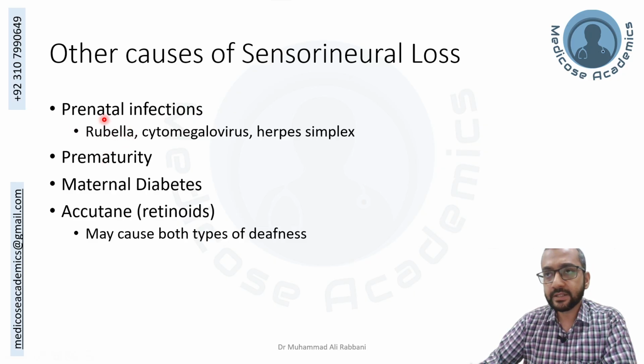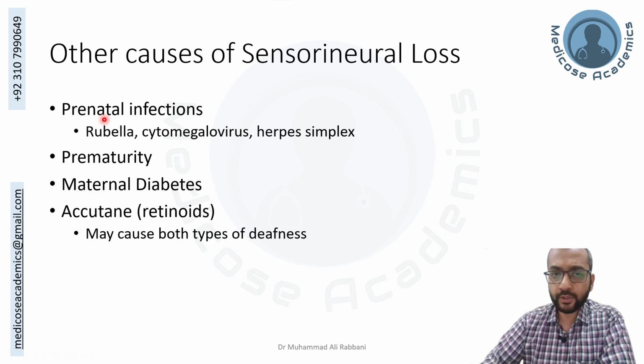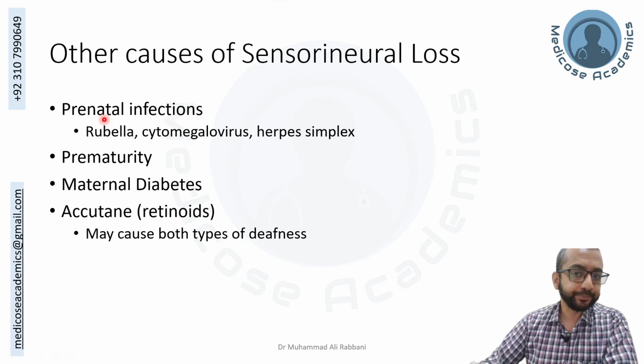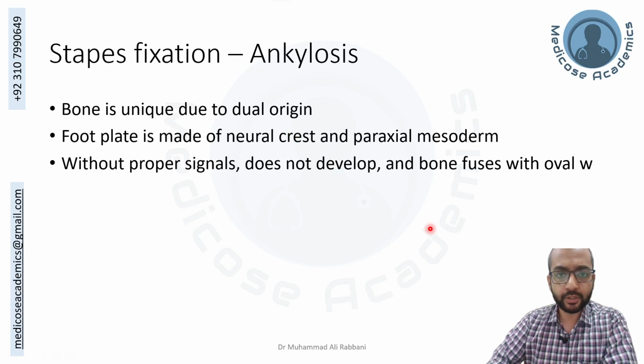Regarding rubella or measles, keep in mind that this affects the eye too, and if it occurs before the 7th week of embryonic development, it is more detrimental to the eye development, and if it occurs after that, it is more detrimental to the ear. Prematurity, maternal diabetes, retinoids, all of these can cause sensorineural hearing loss.